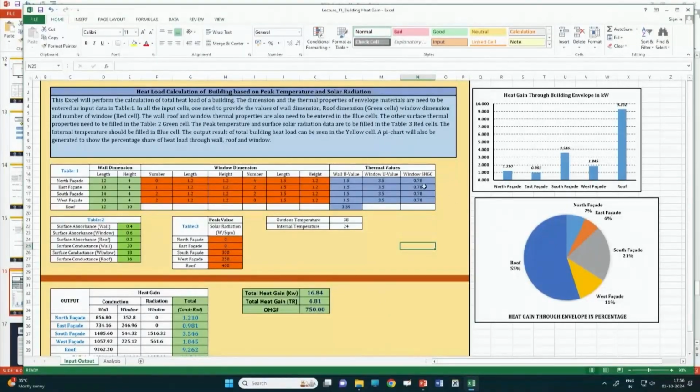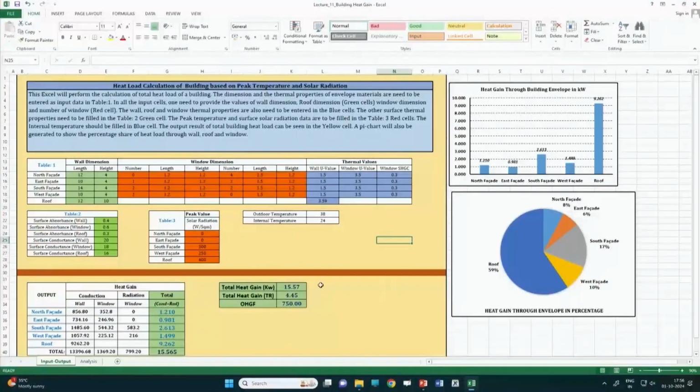You can also improve the SHGC value, maybe 0.3 or something over here. Again there will be a further decrease in the heat gain. So, this is a very interactive chart, and you can actually use this chart. I will send this chart through our discussion forum.